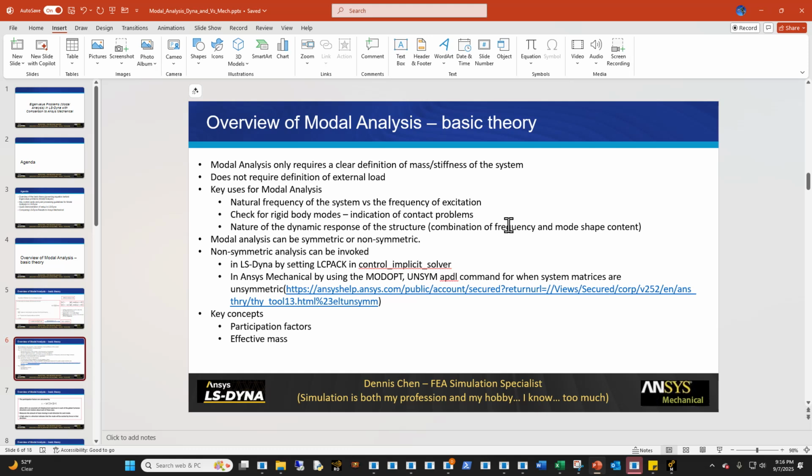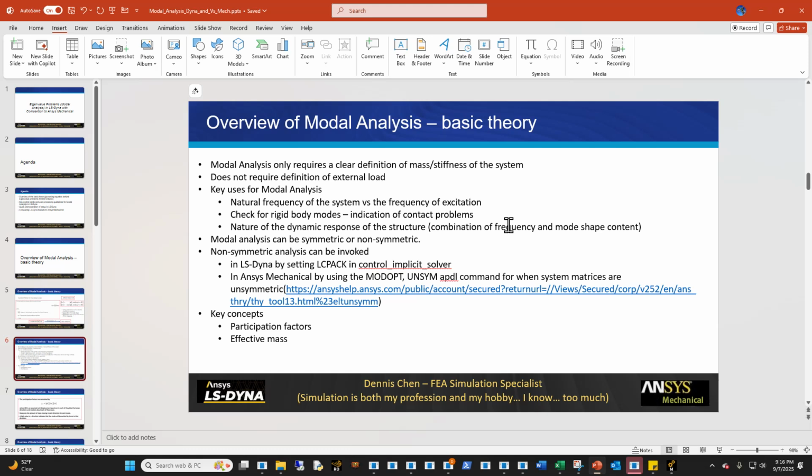What we can also do is check for rigid body modes, and that's a very useful technique when you're preparing a model for a very large structure. Any contact problem will show up as a zero frequency rigid body mode, and that's where you can fix your contact. So these are the three very common uses for a modal analysis.